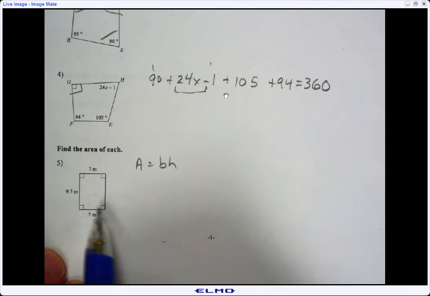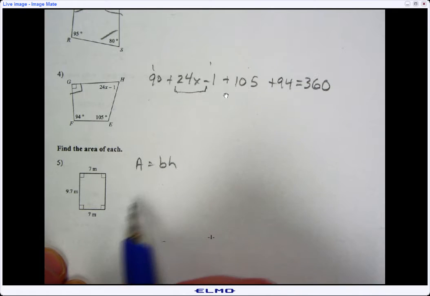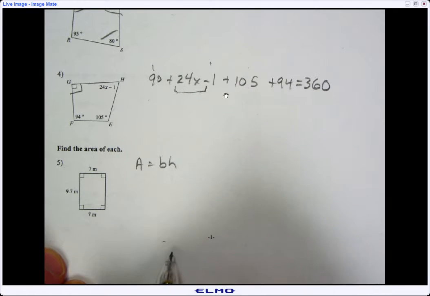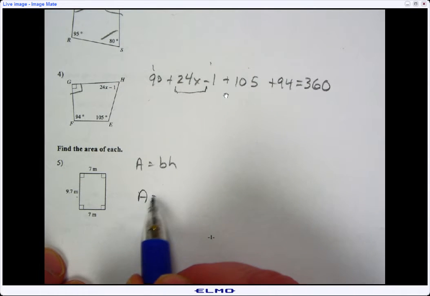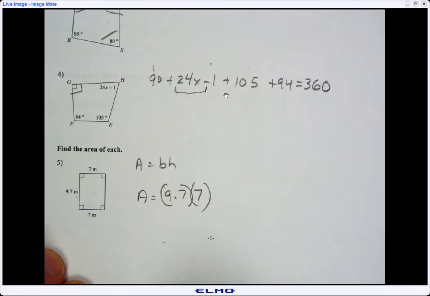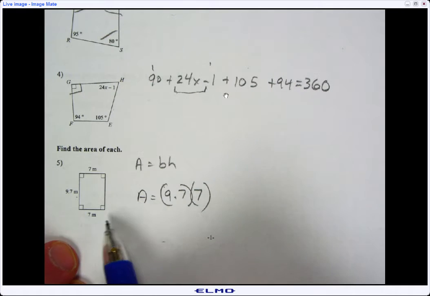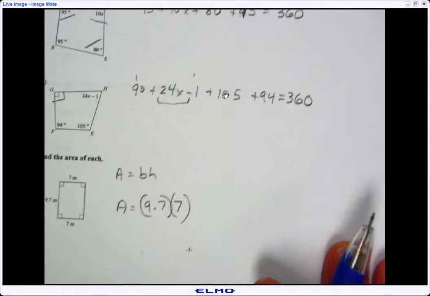The whole key is that you learn this formula when you first learn to multiply, but the whole key is that you find a base and a height that are at right angles. So in this case, 9.7 times 7 is the area. That's pretty straightforward. Don't just take and multiply numbers together. Area is the amount of space something fills up, not the perimeter.